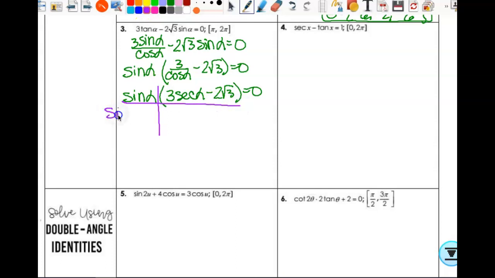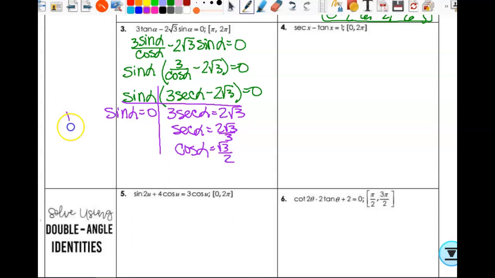And I have sine alpha equal to 0. Here I have 3 secant alpha equal to 2 square roots of 3. Right. So that means here I would have secant alpha equals 2 square roots of 3 over 3. So the reciprocal of secant is cosine. And what's the reciprocal of 2 square roots of 3 over 3? Square root of 3 over 2. Good.